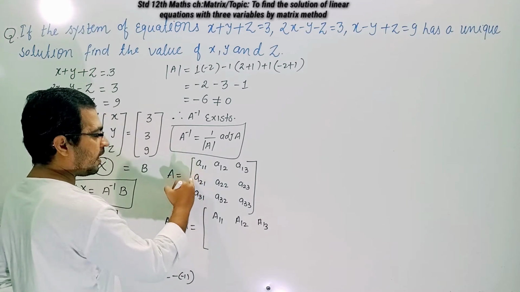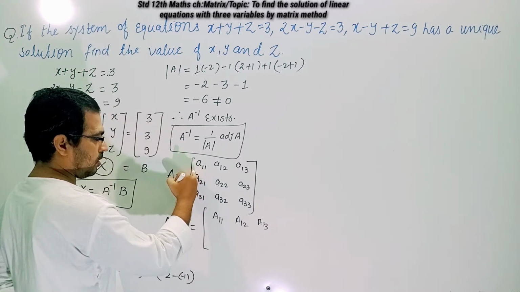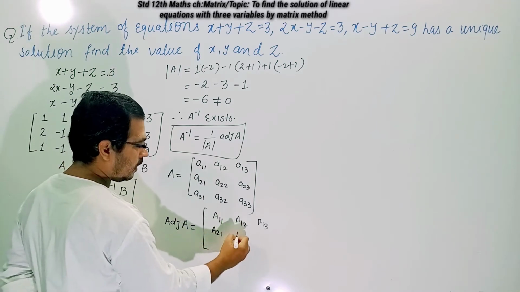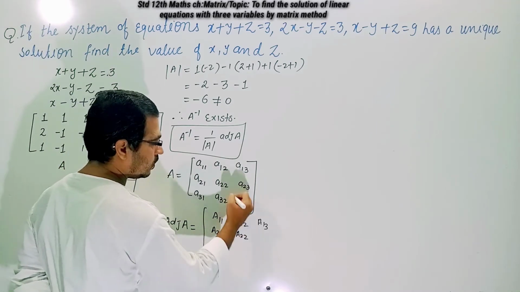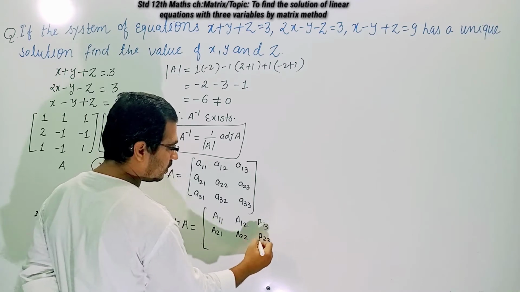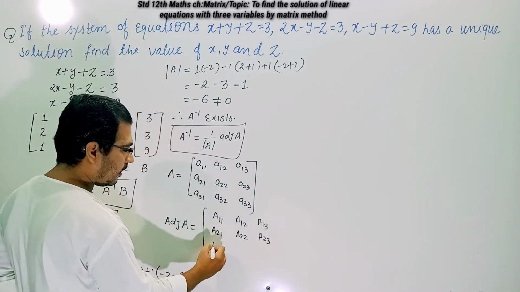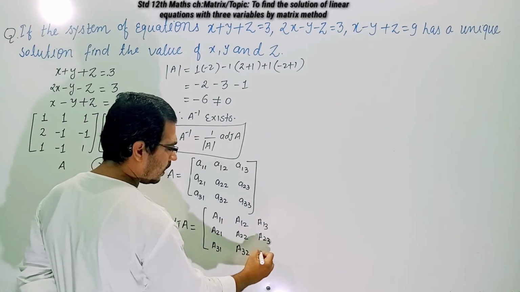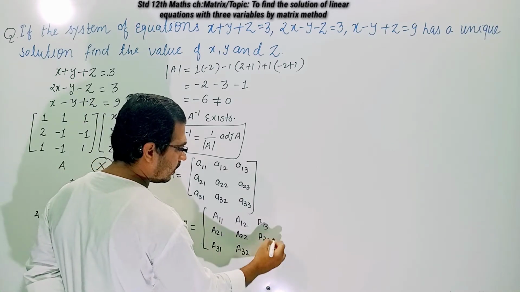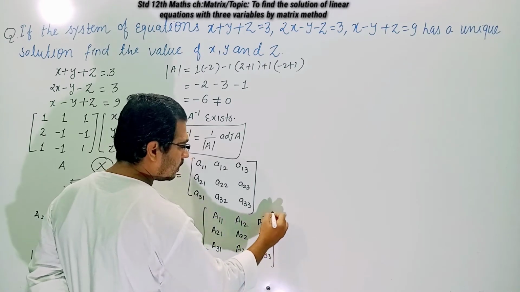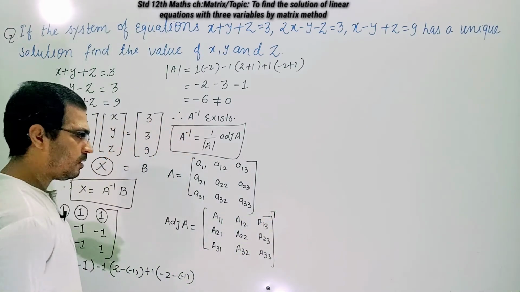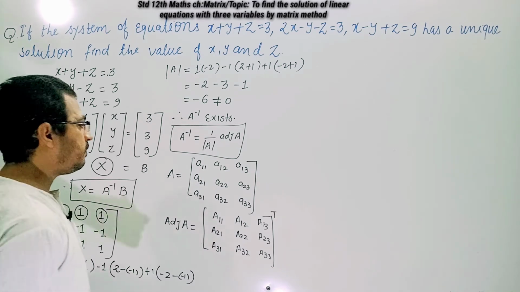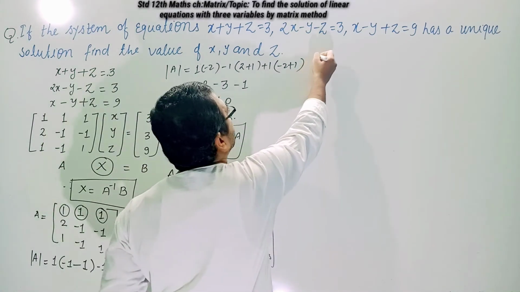So the cofactor of the elements A21, A22, A23, and here will be A31, A32 and A33. And find out the transpose of this. Right? Find out the transpose of this. So you will get what?